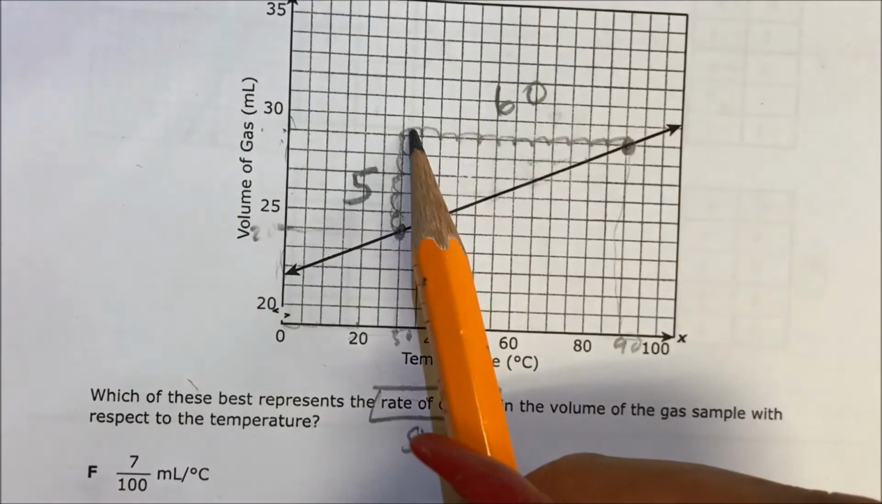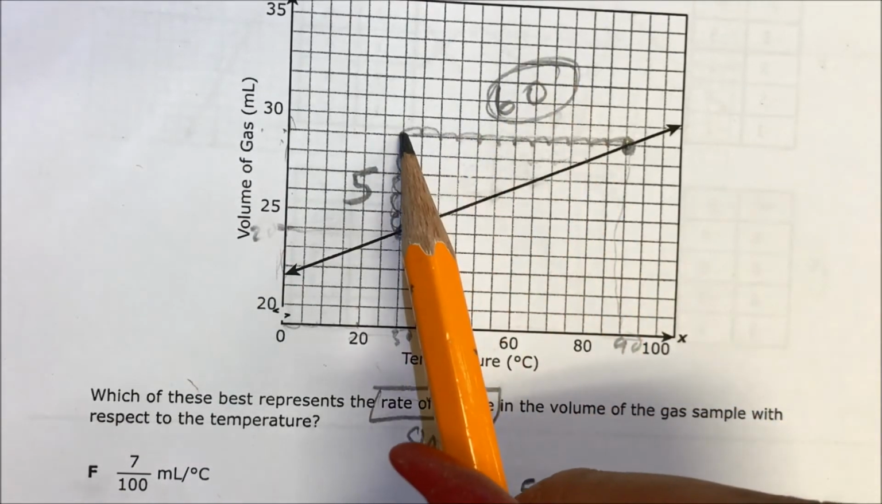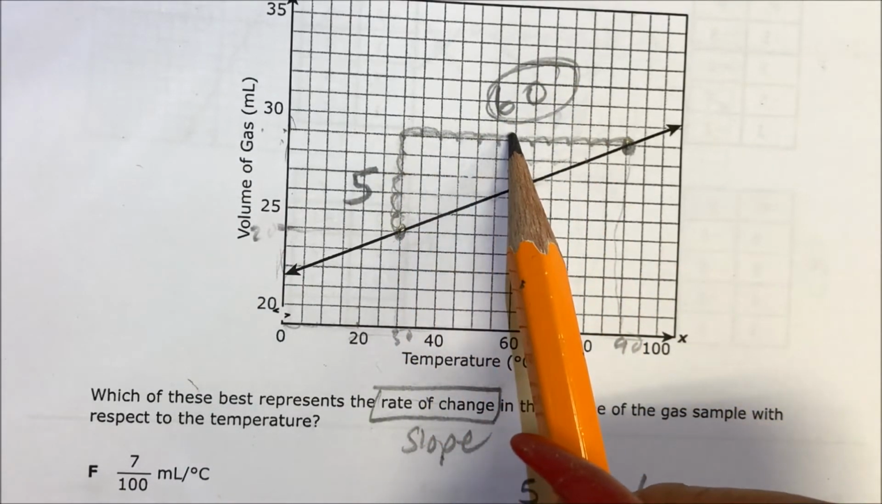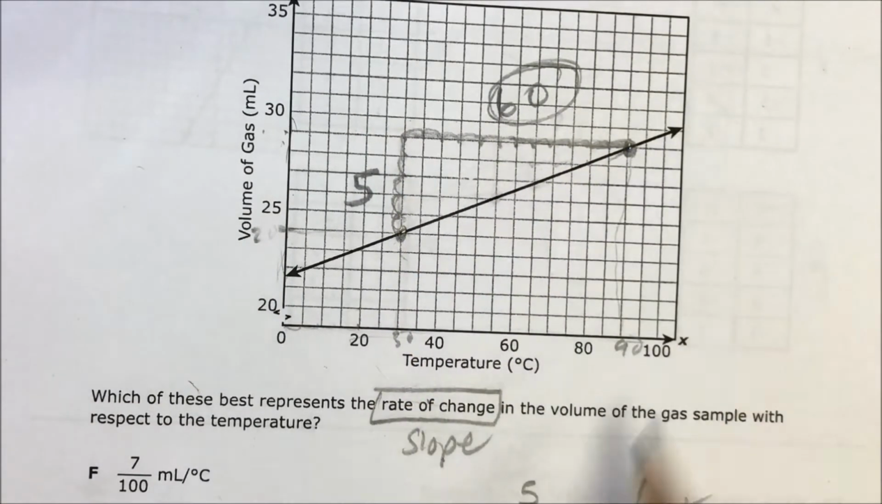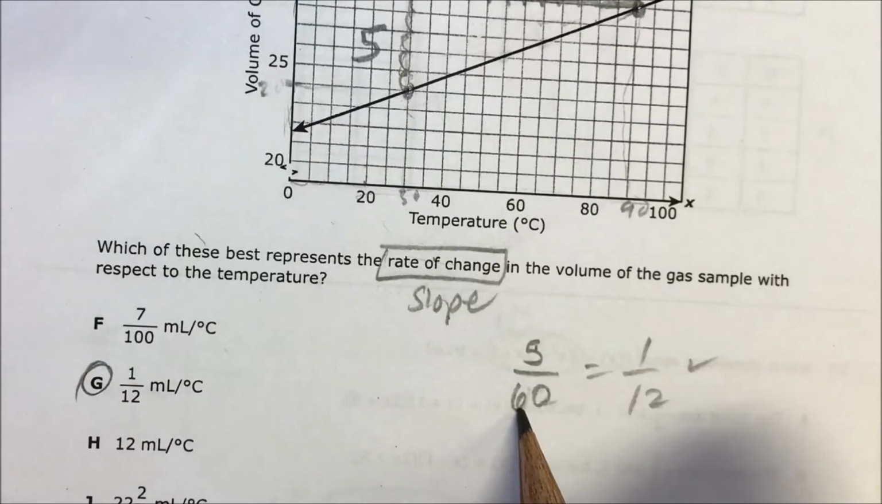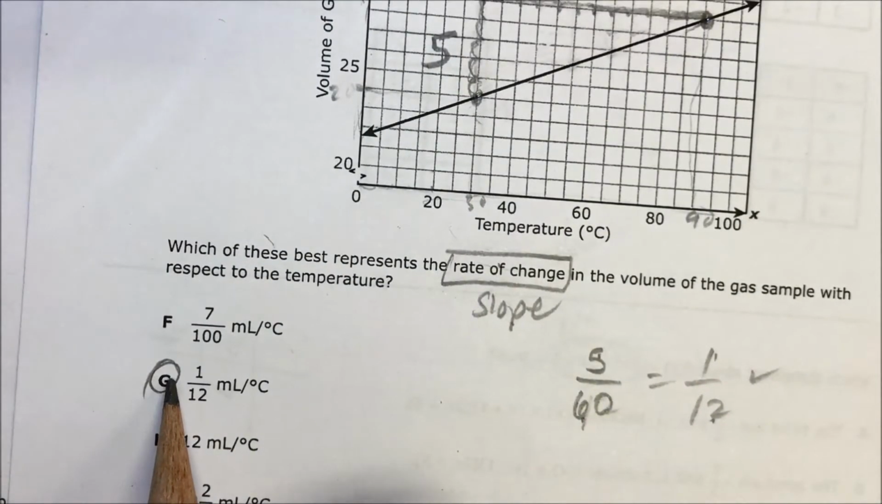by 1s. But over here, when I go over by 12, that means I went 60 because that's 5, 10, 15, 20, 25, 30, 35, 40, 45, 50, 55, 60. So the rise over run is 5 over 60. And then that reduces to 1 over 12, which makes the answer G.